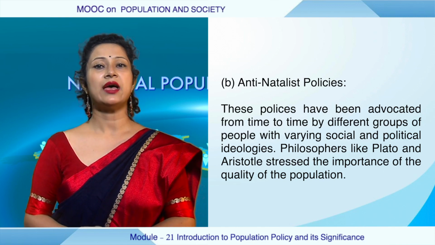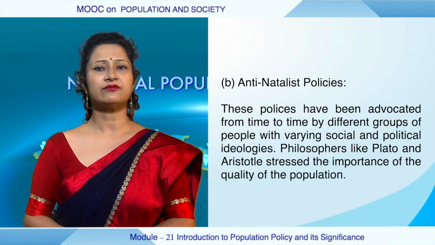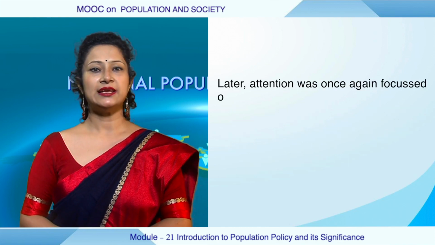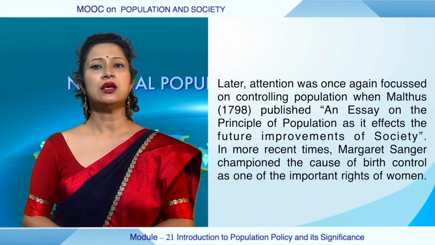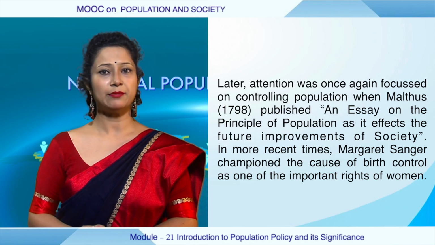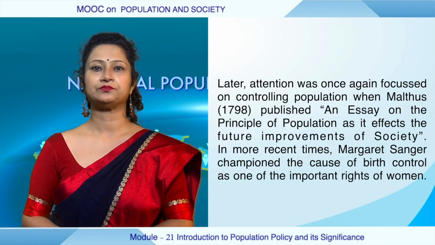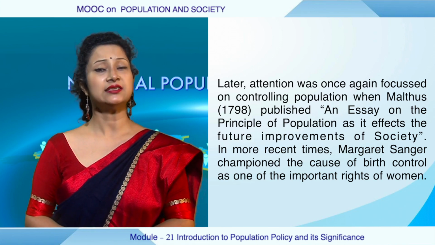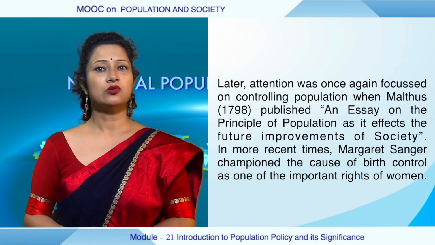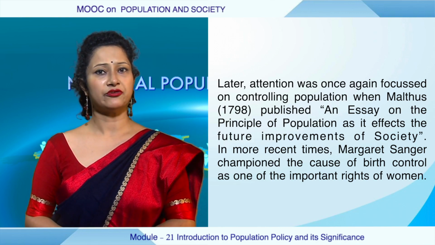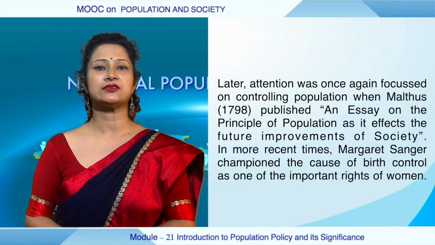Philosophers like Plato and Aristotle stressed the importance of the quality of population. Later, attention was again focused on controlling population when Malthus published his essay on the principle of population as it affects the future improvements of society. In more recent times, learners, we have Margaret Sanger, who championed the cause of birth control as one of the most important rights of women.